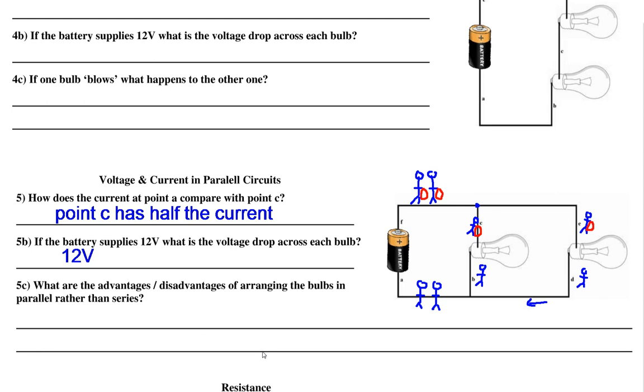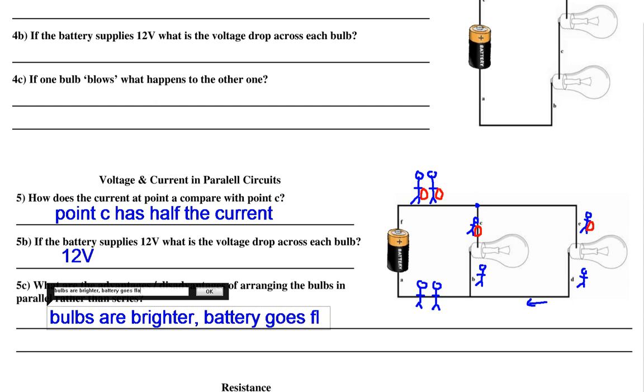So this last question here, 5C, what are the advantages and disadvantages of arranging bulbs in parallel rather than series? Well, one advantage in a parallel circuit here, if each bulb gets the full voltage, the bulbs are brighter because they're getting more energy. But that means one of the disadvantages is the battery will go flat faster. Because if the bulbs are brighter, they're using more energy, the battery will go flat a little bit quicker.